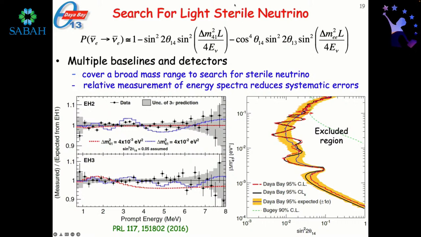However, there's a speculation that sterile neutrinos can mix with the active neutrinos, such as the electron neutrino. So one way we can search for sterile neutrinos is to see whether we see any kind of distortion in the energy spectrum when we detect the antineutrinos coming from the reactor, because maybe on the way, the sterile neutrinos produced in the reactors will be transformed into the active antineutrino type.